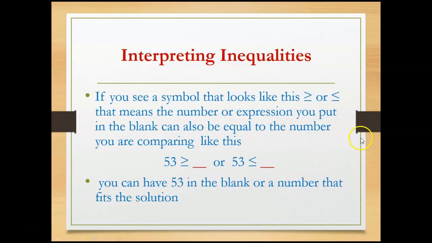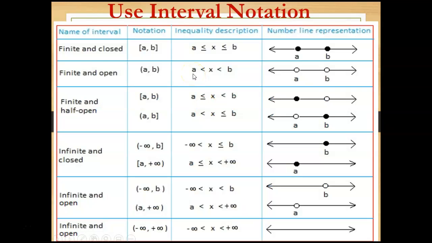If you see the symbol that looks like greater than or equal to, that means the expression is equal to the number as well. So 53 is greater than or equal to 53, and it is also less than or equal to 53, because it is both equal and greater than, and both equal and less than. So you can have 53 as part of the solution. These may be new, but we need to learn them and get familiar with them.